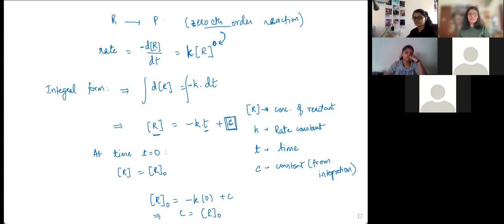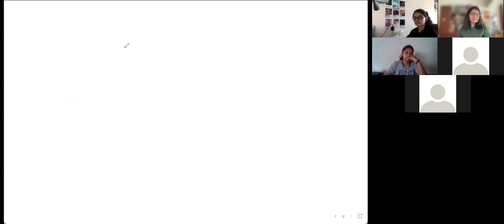Okay. So for a 0th order reaction, if you have to find out the concentration at any given point of the reaction, this is the equation you'll follow. [R] equal to minus kt plus [R] naught. So this is the main equation.